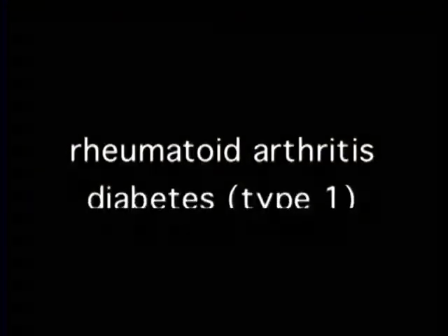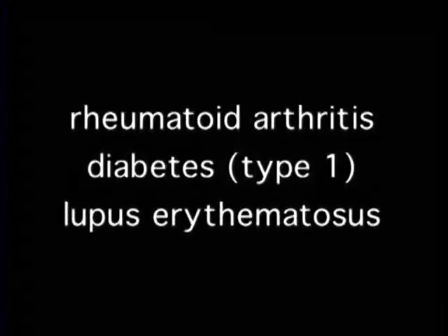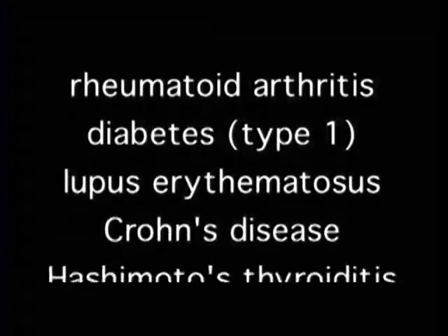And autoimmune diseases are a huge problem in the United States. Rheumatoid arthritis, of course, is a big blockbuster disease. Diabetes, lupus erythematosus, Crohn's disease, Hashimoto's thyroiditis. So there's many, many different diseases. Autoimmune diseases are going to be one of the big frontiers of research in the coming years. They affect many, many people, and they're not well understood at all at present.